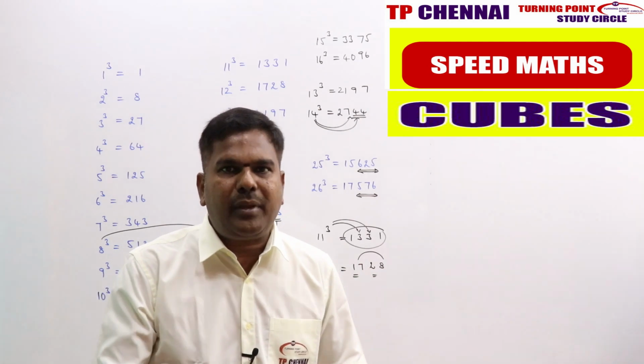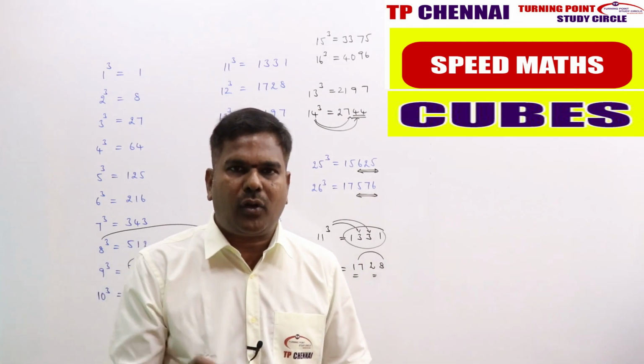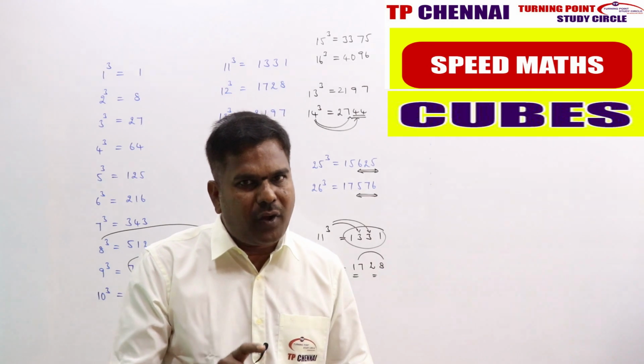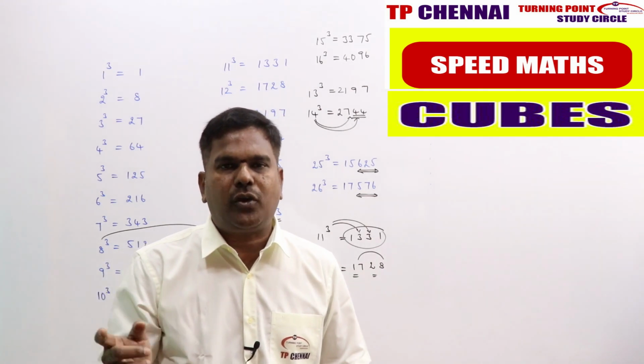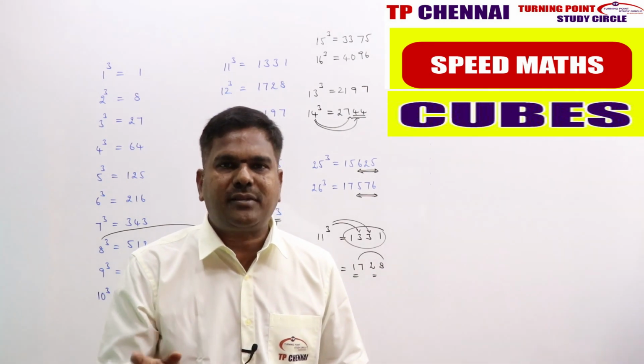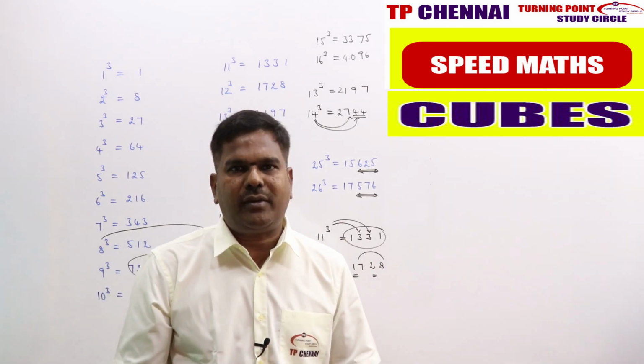1 and 2 will be the first and third digits. In 12 cube, 12 must be there as the first and third digits. So 1 and 2 will be the first and third digits, and the second and fourth digits will be 7 and 8. So 1728. So 12 cube is 1728.